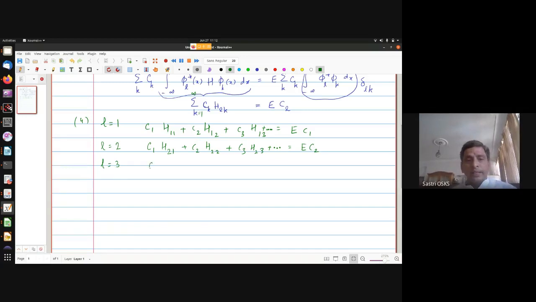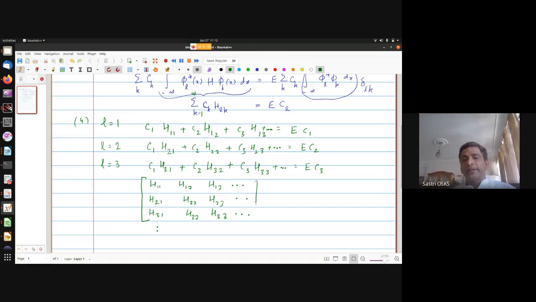L equal to 3, I'll get C1 H31, k equal to 1 to 3, all right? K equal to 1 to infinity actually. K equal to 2, L is 3, and K equal to 3, L is 3, equal to E times C3. So you can easily see now, this is nothing but the Hamiltonian matrix, H11, H12, H13. Actually, you can go all the way to infinity, H21, H22, H23, and then H31, H32, H33. And this also goes to infinity, right? It's actually an infinite dimensional matrix.